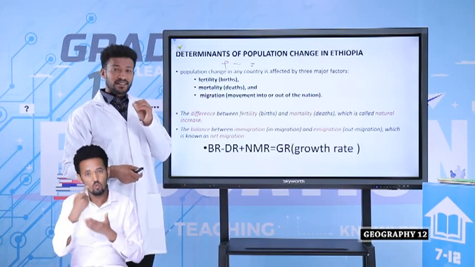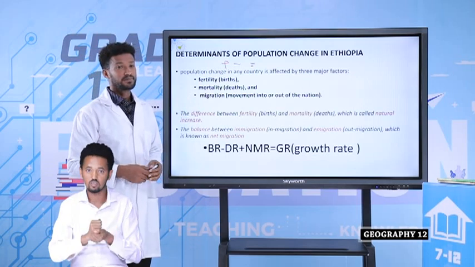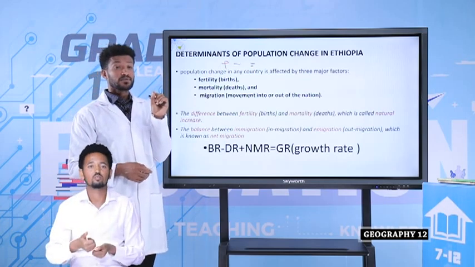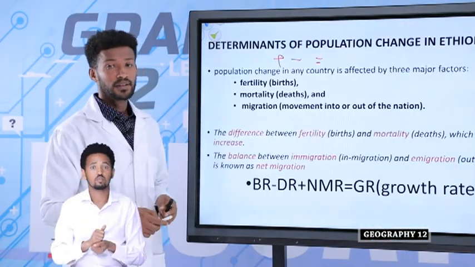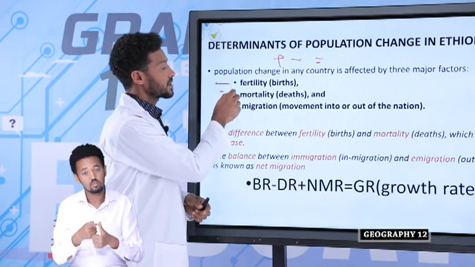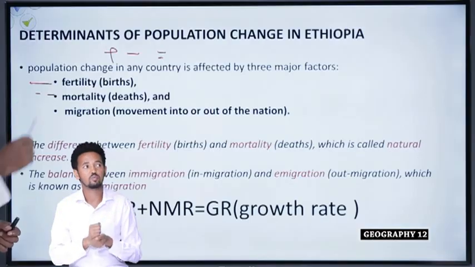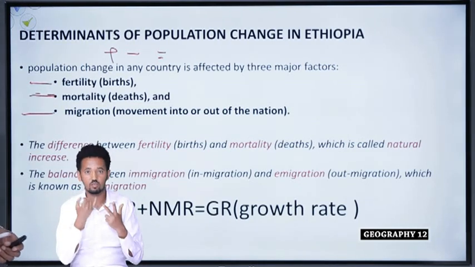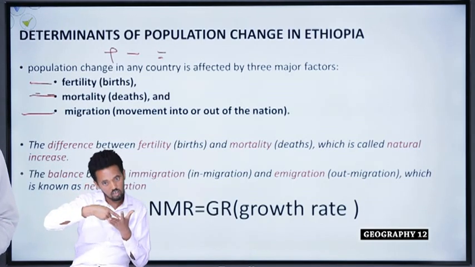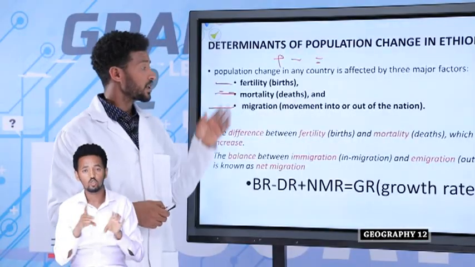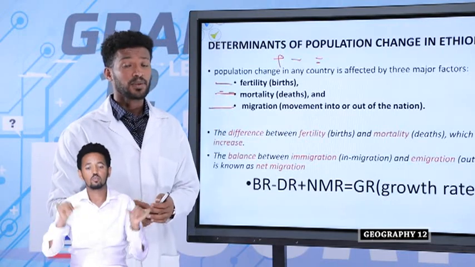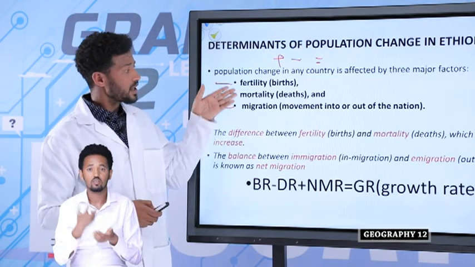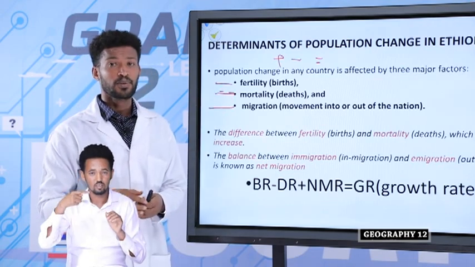Based on this, what factors can change population? Here, there are 3 important determinants of population change. The first one is fertility. The second one is mortality. And the third one is migration. Students, what do you know about these 3 important determinants of population change? What is the role of these 3 in the change of population?